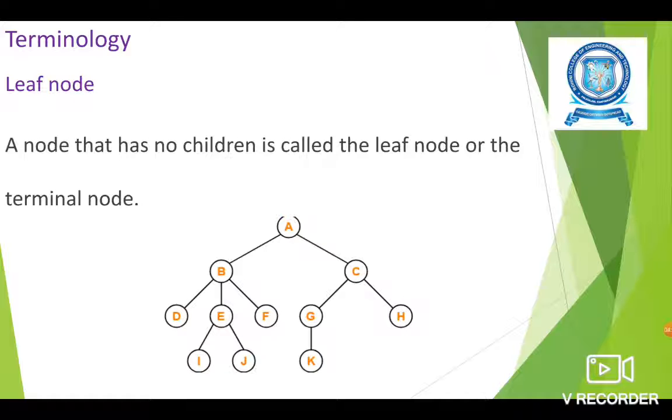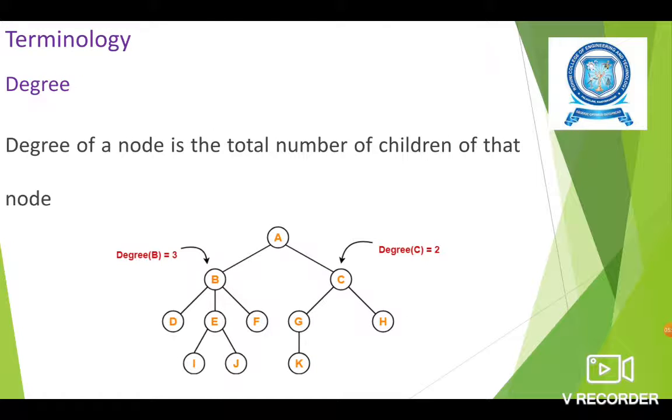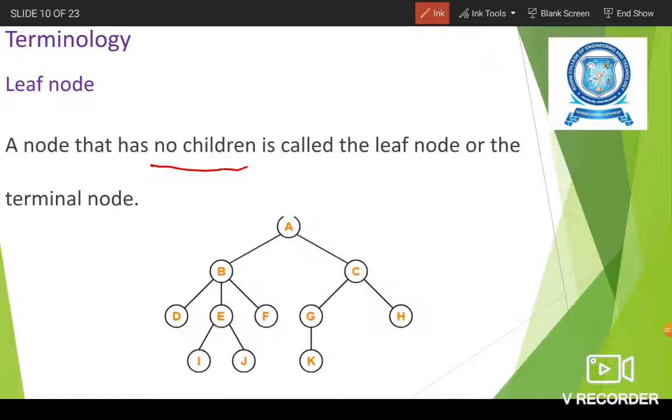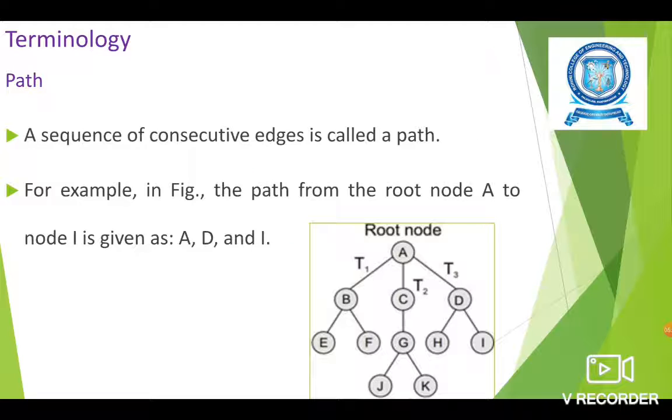And what about the leaf node? A node that has no children. Okay, a node that has no children is called the leaf node or the terminal node. For the given tree, D, I, J, F, K, H, all are leaf nodes because they don't have any children.